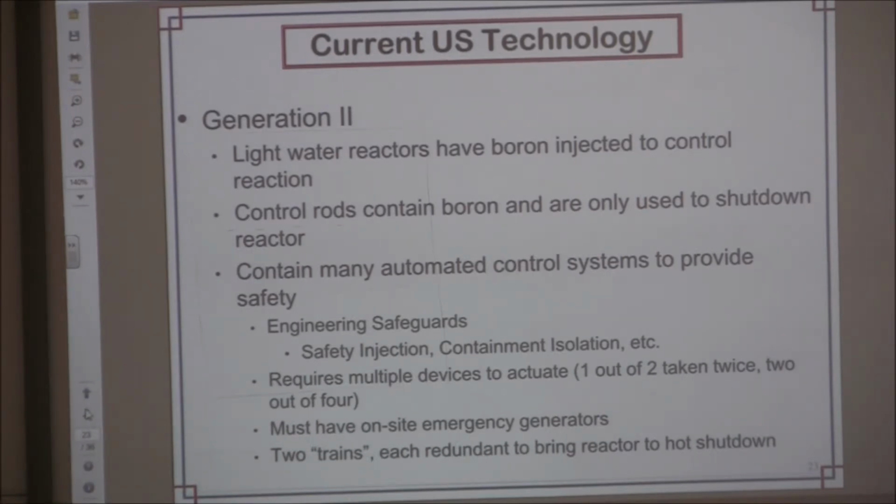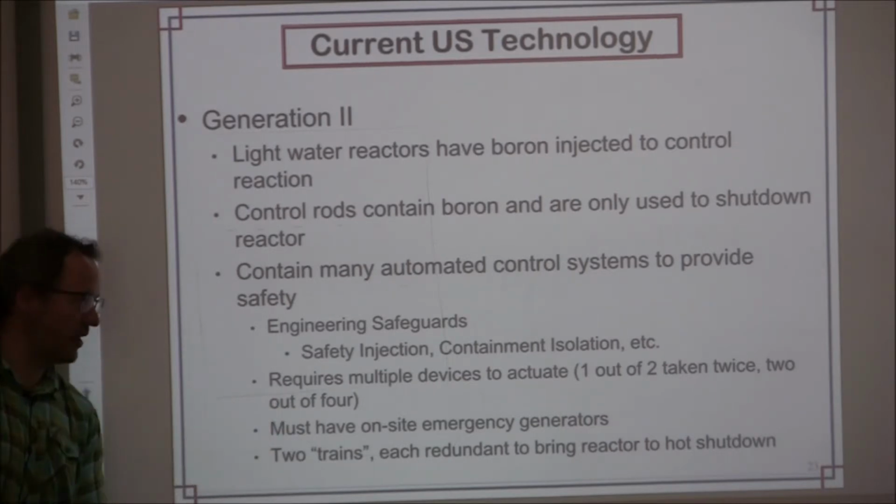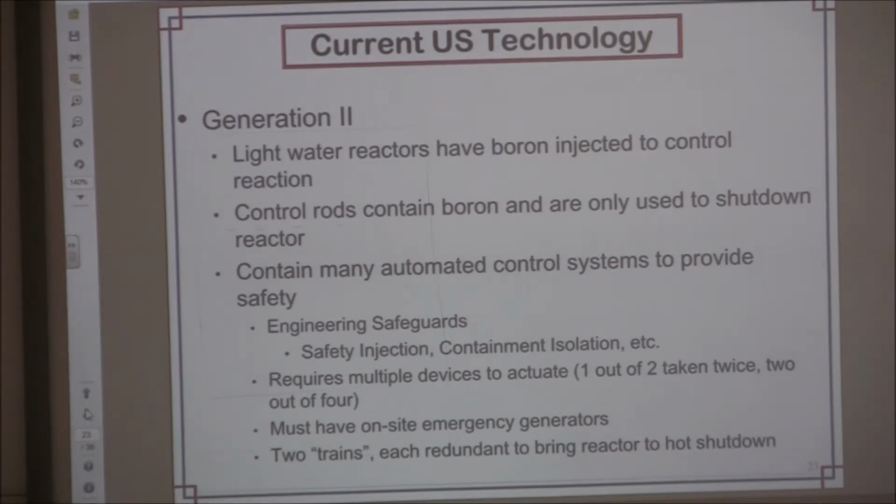Or you may have a 1 out of 2 taken twice. So you basically have 2 channels. One channel has 2 separate monitoring devices. The other one has 2 separate monitoring devices. Either one of those, one channel on either side, has to say yes, there's a problem, and then that's going to issue a trip command. So that's 1 out of 2 taken twice, or 2 out of 4.